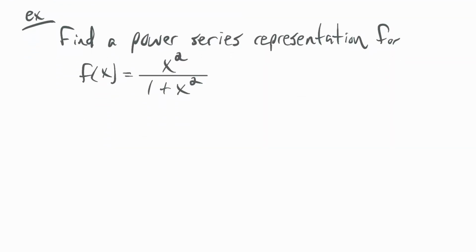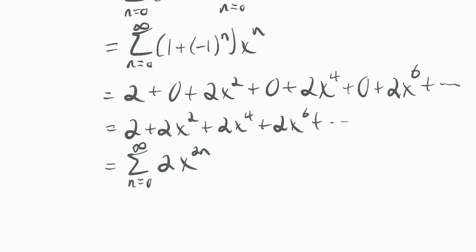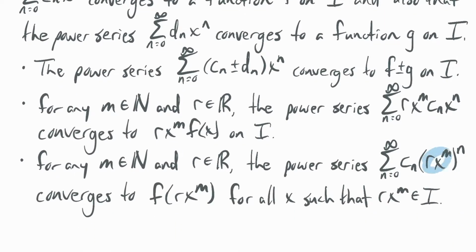Find a power series representation for f of x equals x squared over 1 plus x squared. Okay, so basically there's two properties I have to use here. I'm going to rewrite this as x squared times 1 over 1 minus negative x squared. So I'm using a composite. I'm plugging negative x squared into 1 over 1 minus x. I'm also multiplying by x squared. So I'm using both the composite property, where I have a composite in the exponent, and I'm multiplying against it as well. Okay.